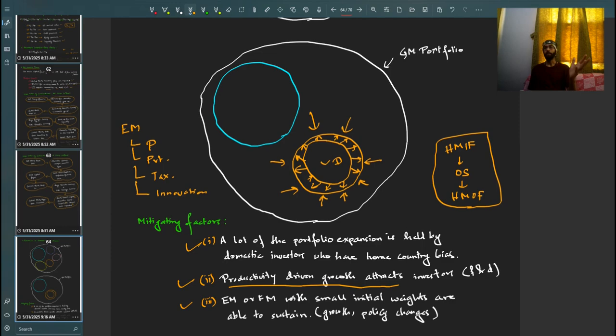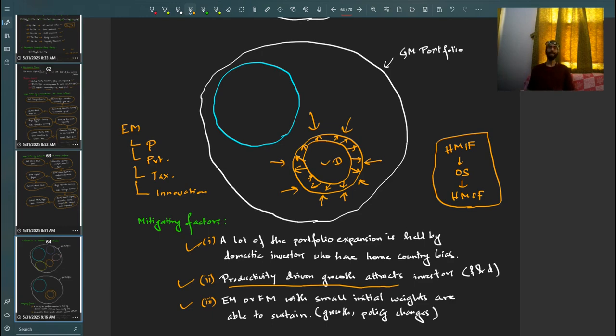On the other hand, if some developed country is looking to grow faster, or grow in a way which is equivalent to a frontier market or an emerging market, then they have to really find out such opportunities at a scale which is not that easy to find, right?